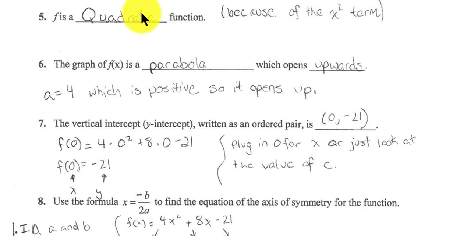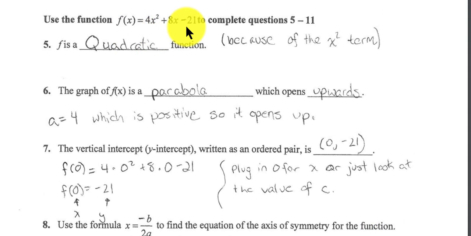Next, here we have a quadratic function, and f is a quadratic function because of the x squared term. If you have an x squared term, and the highest degree is a 2, we'll call it a parabola. If the coefficient of the x squared is positive, it opens up. If we had negative 4, it would open down. All right, so since a is 4, it's positive, so it opens up.